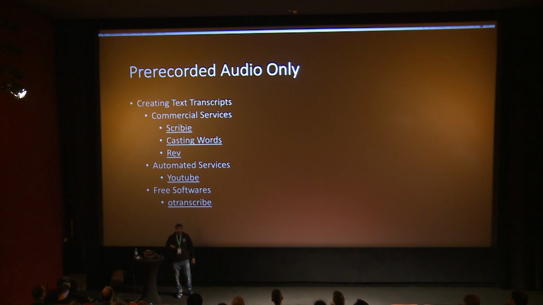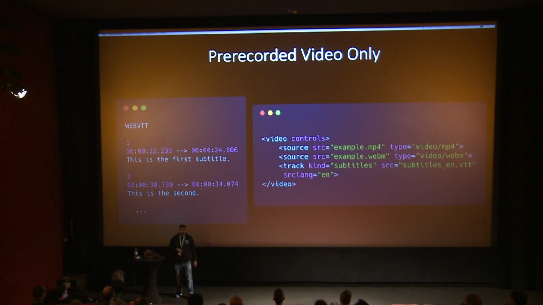Next, pre-recorded audio. For users who can't hear, the pre-recorded audio should have transcripts. There are plenty of URLs here where you can go and get the transcript for your videos. Some of them are commercial services, which means they are paid, while some of them are automated services like YouTube, where you upload a video and you get the captions associated with it. And then, lastly, there are some open source services like oTranscribe, where you can go and write your own transcripts for your video.